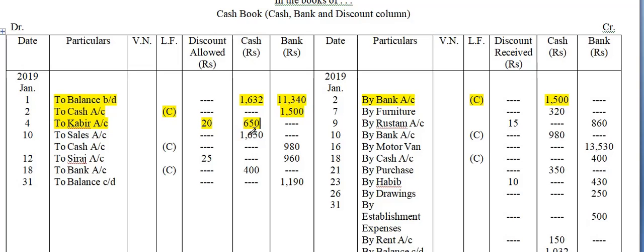Number 7, purchased furniture for cash. So you are purchasing furniture for cash on 7th. So you will write as buy furniture. What is the amount? 320.